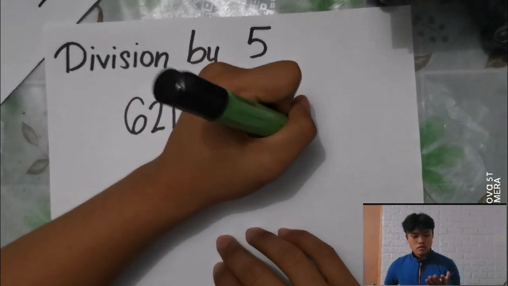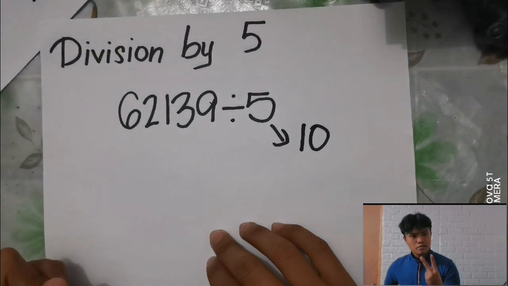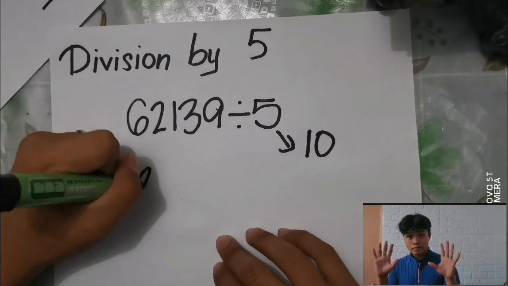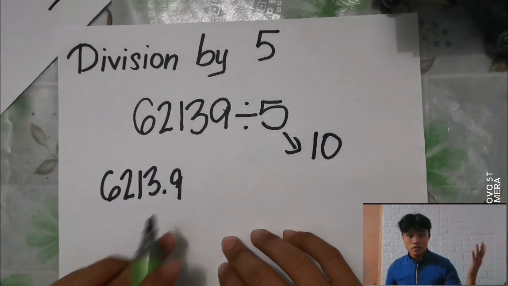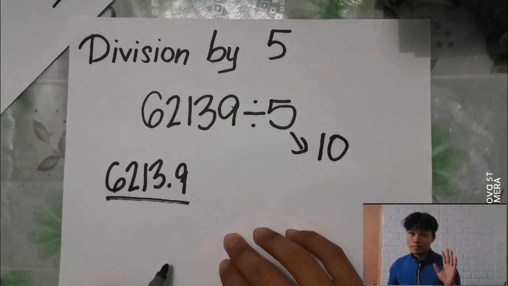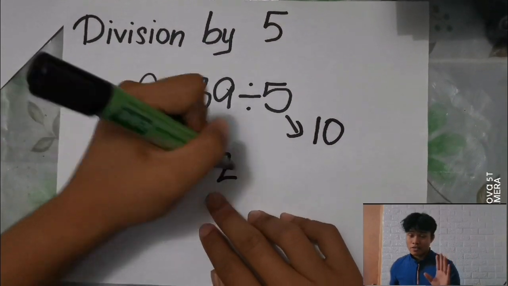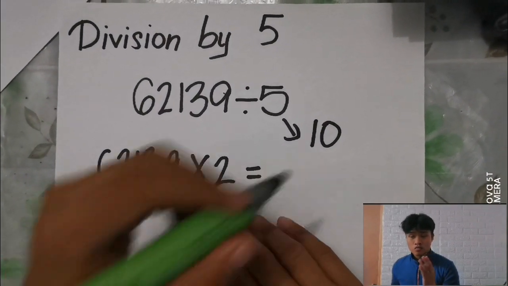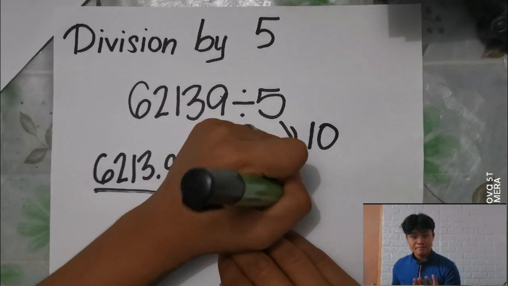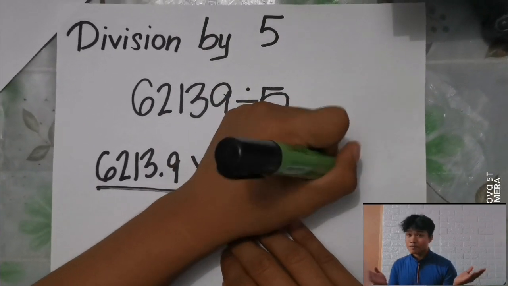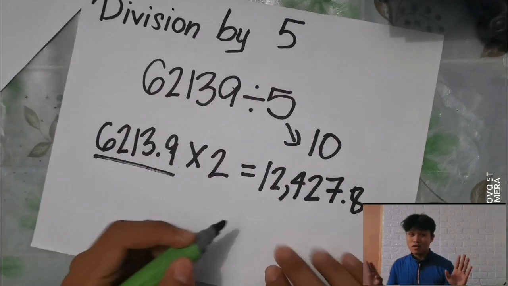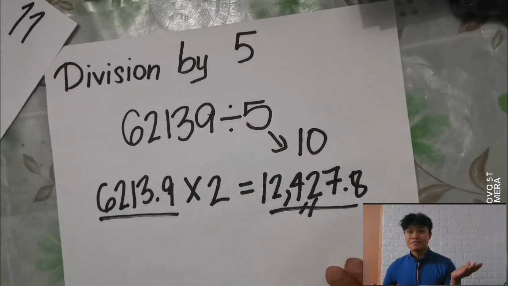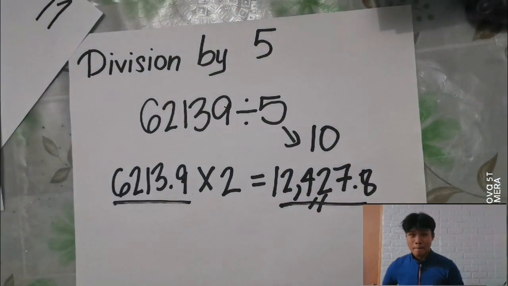First, 5 times 2 is 10, right? So we're gonna use 10. We will divide 62,139 by 10, and after dividing, the answer would be 6,213.9. And after that, you multiply it by 2. Sounds easy, right? And the answer would be 12,427.8. That's it. That's how you divide by 5.